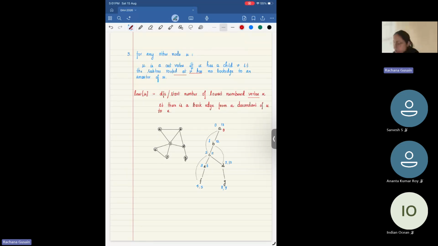So what is the low of F? F is a leaf node. What is the low of F? F is a leaf node, and you see that there is a back edge which takes me to C, and C's start number is 2. So what is the low of F?